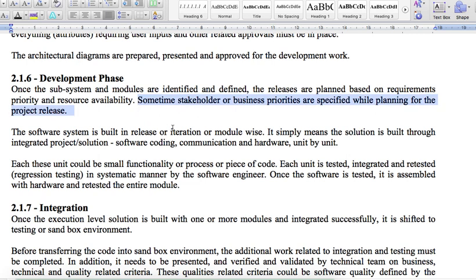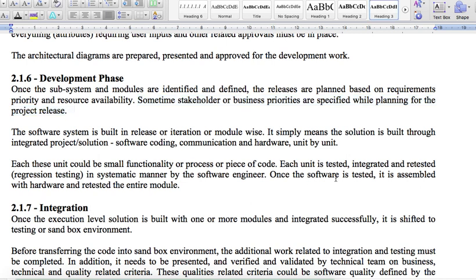This is important. We will address that in detail at a later stage. Once the architectural diagram is presented and approved, we also need to consider the stakeholders and the business priorities before we plan for the releases, and based on that the releases are planned and built. The software system is built in releases or iterations or module-wise.